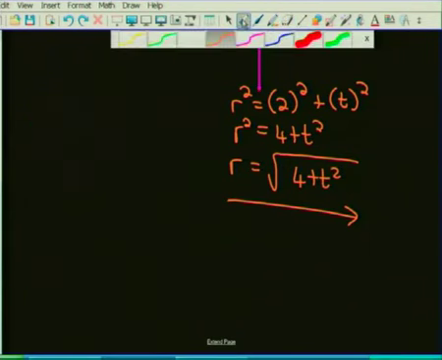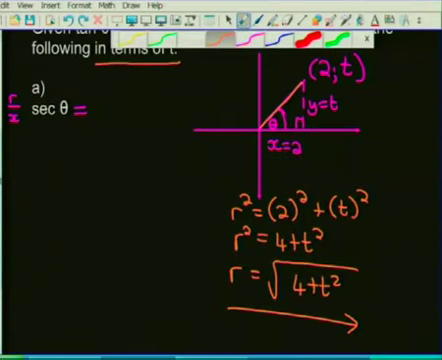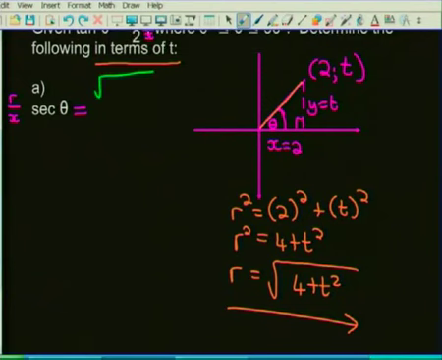Let's get rid of that and go up here. Right, so as I said, we're dealing with sec, which is your r value, and your r value has worked out to be 4 plus t squared over your x, which is 2. And that's your answer. Nothing wrong with it. They said express it in terms of t. It's ugly, but it's not that ugly. Okay, so we know for a fact that's the answer.